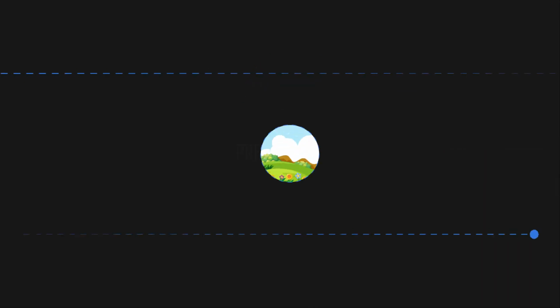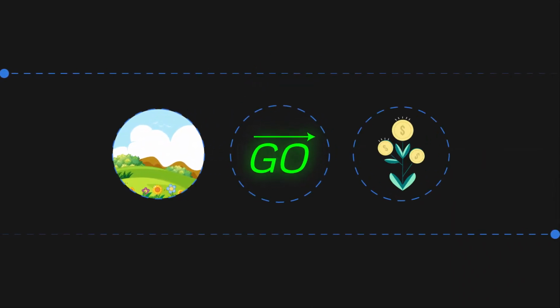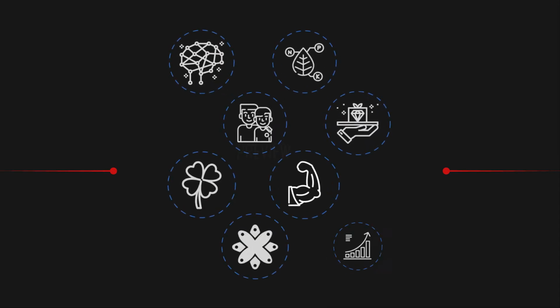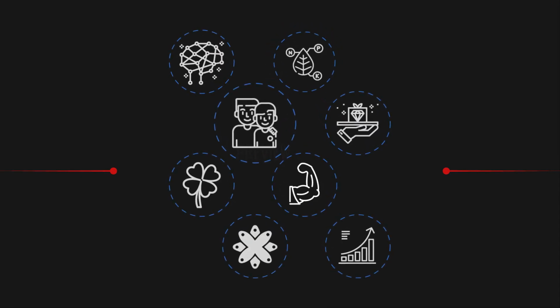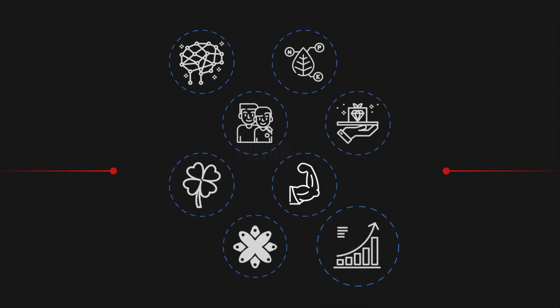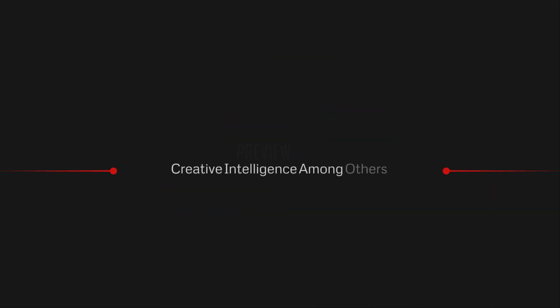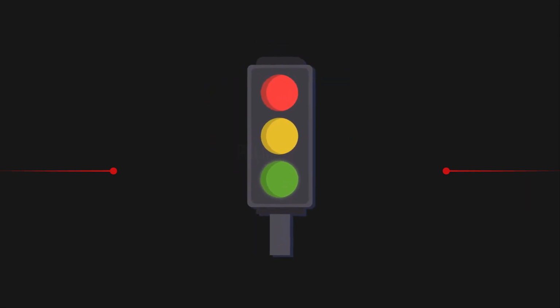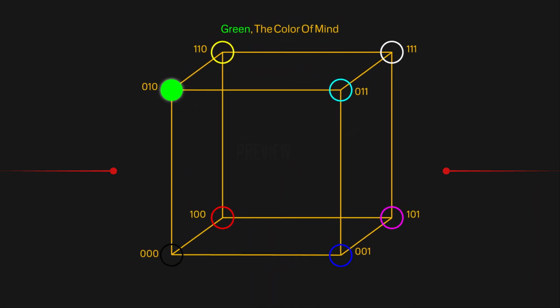Green. Green says nature, as well as initiative and wealth. It's associated with money. It's also the color of spring, a time of rebirth and renewal. Green symbolizes intelligence, fertility, youth, wealth, good luck, vigor, natural abundance, growth, and creative intelligence, among others. Green is believed to be the luckiest of colors. It may also symbolize hope, the go traffic light. It's viewable well over distances.